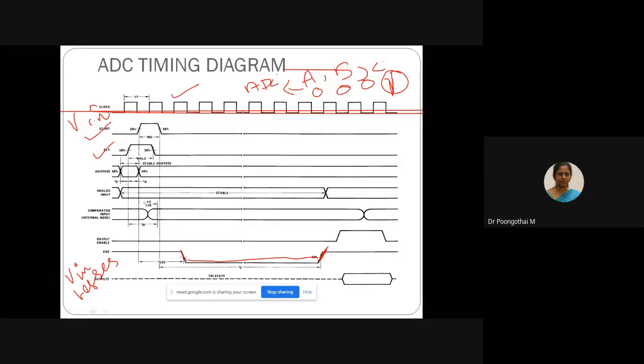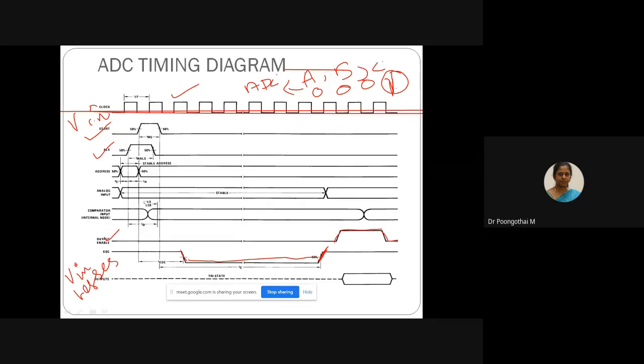So what is the next step? Now your input is completely converted into digital value. At that time, the counter will stop counting. Further to that, if you want to read the digital output, you have to enable this output enable signal, high for a particular period, going from low to high and after that high to low. Using this output enable only, we can read the digital output from ADC to the microcontroller.